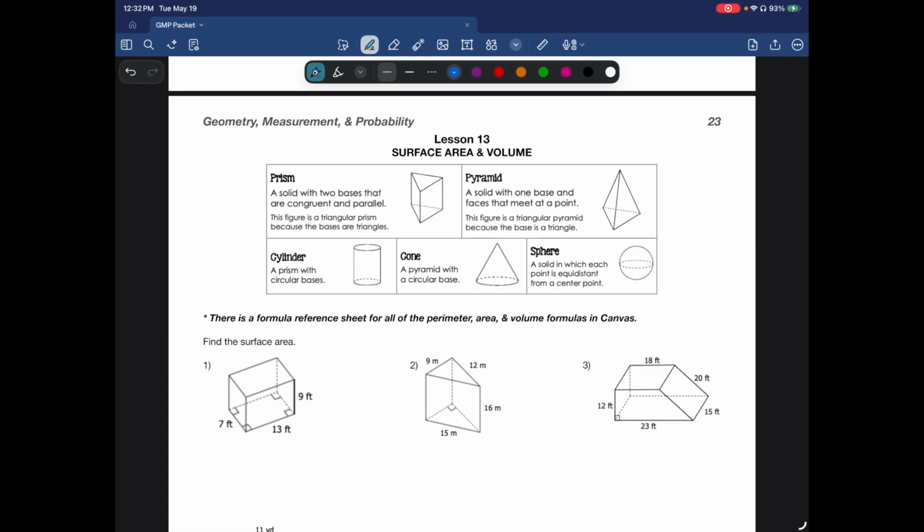Lesson 13, this is our last geometry section. We're talking about surface area and volume, and these are three-dimensional figures. So we have prisms and pyramids, cylinders and cones and spheres.